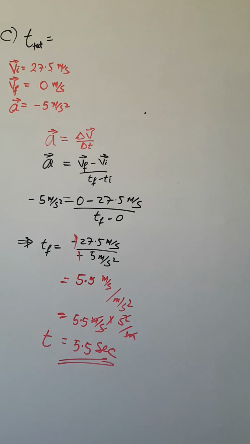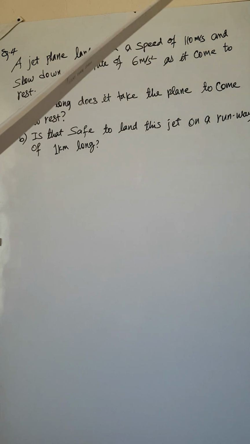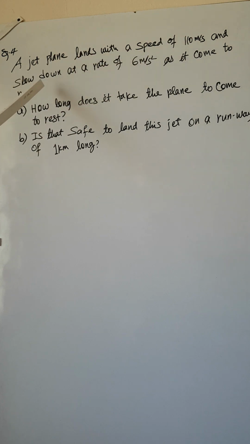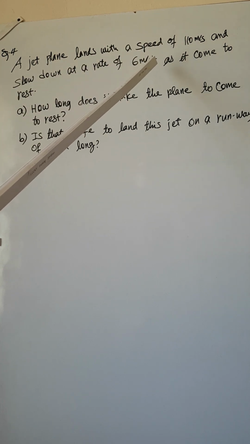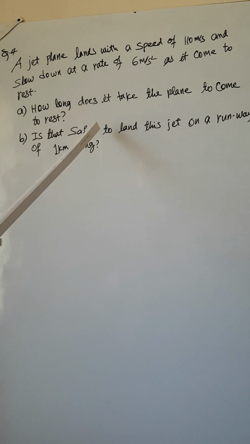Okay, we'll have one more example. This is example 4 on kinematics, on motion with constant acceleration. A jet plane lands with a speed of 110 meters per second and is slowed down at a rate of 6 meters per second squared as it comes to rest. A, how long does it take the plane to come to rest? And B, is it safe to land this jet on a runway of 1 kilometer? B means how far does the plane move until it comes to rest. B is about distance, and A is about time.